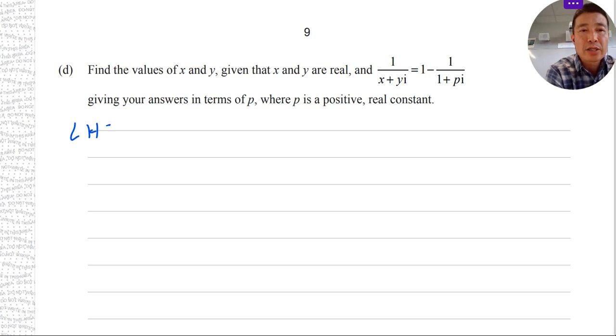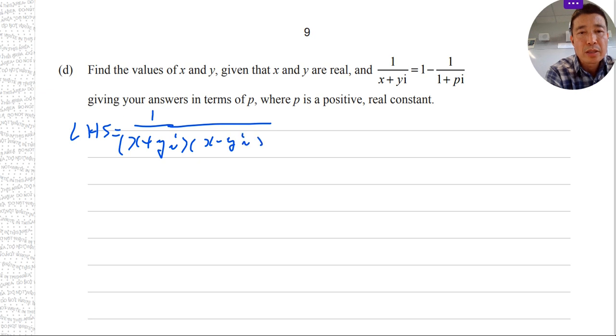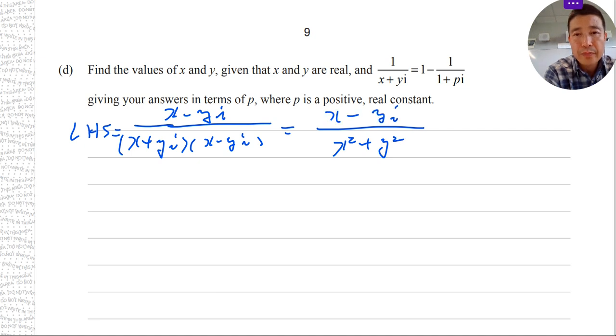So LHS equals 1 over x plus yi. What you have to do is multiply by the conjugate, x minus yi. When I expand this, I have x squared plus y squared on the bottom and x minus yi on top. If I split them into real part and imaginary part, it will be x over x squared plus y squared minus y over x squared plus y squared i, right?